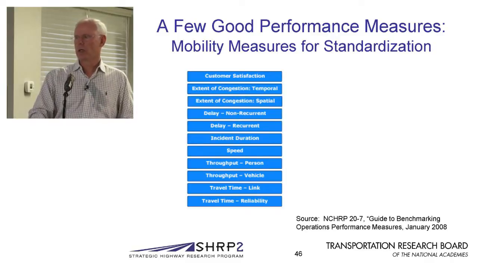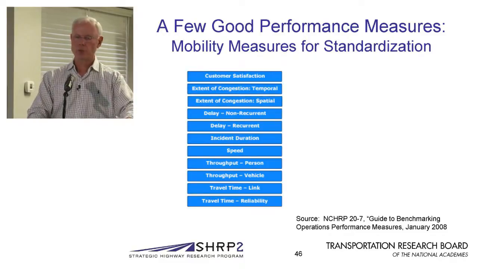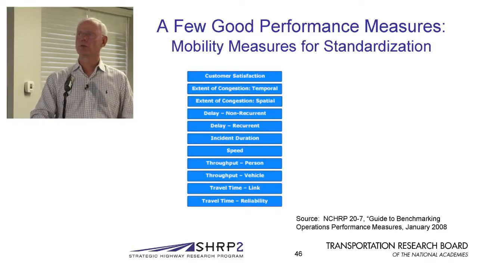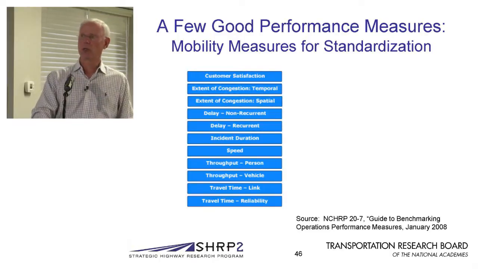You see the title of a guide to benchmarking operations performance measures. The major product of that research is this list of measures of effectiveness that were identified through the research and through the guidance of a committee of state DOT people that deal with the TSM&O issue. So you'll see the title, A Few Good Performance Measures, looking at how to better measure performance. And we'll talk about each of these one by one for a little bit.